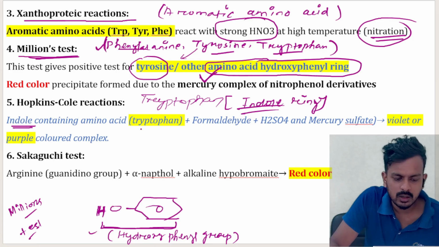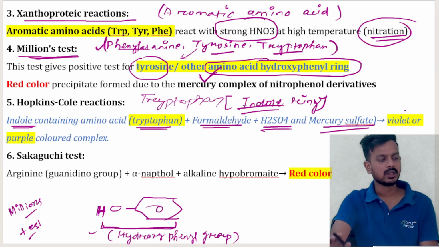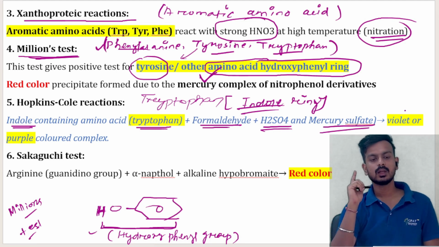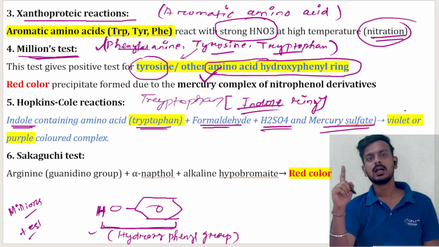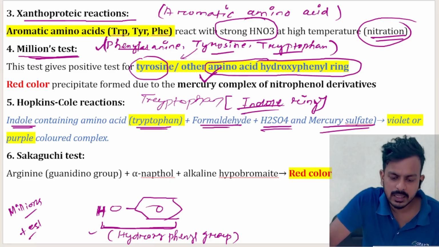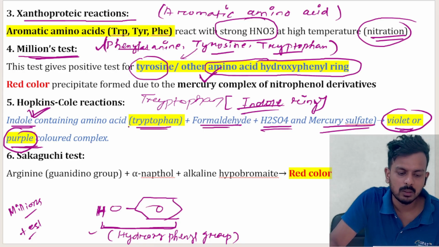So this indole ring containing amino acid, that is tryptophan, reacts with formaldehyde, sulfuric acid, and mercury sulfate. What happens? Four reagents. First one is formaldehyde, sulfuric acid, and mercury sulfate. It will develop a violet or purple color complex. So why is this used? It is used for the detection of the indole group present in amino acid.